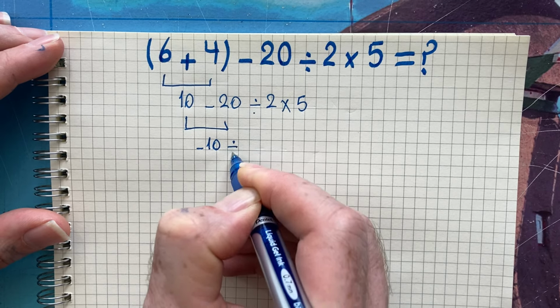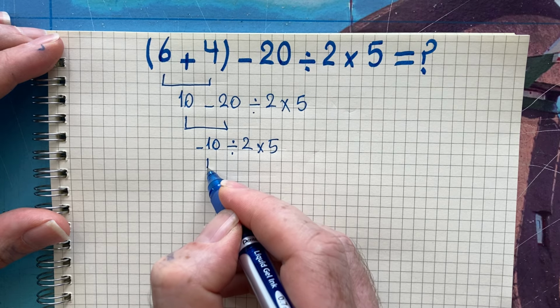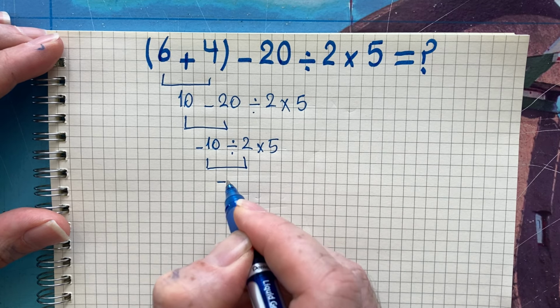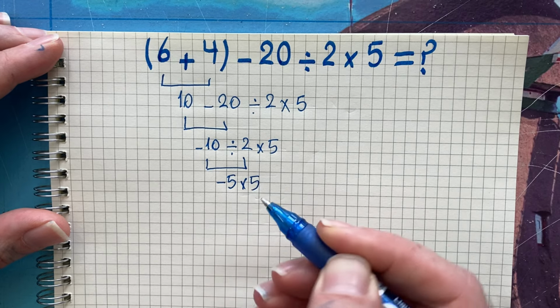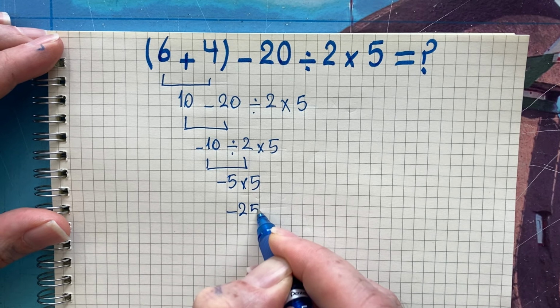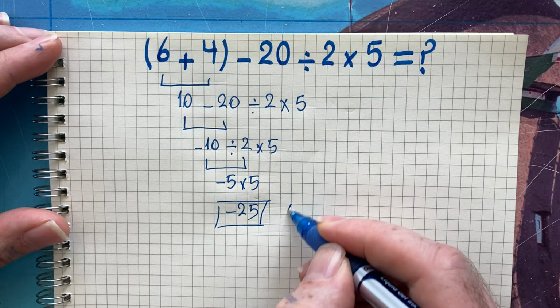Negative 10 divided by 2 times 5. Next, this negative 10 divided by 2 is going to be negative 5. And at the end, negative 5 times 5 is going to be negative 25, right? If your answer is negative 25, you are wrong.